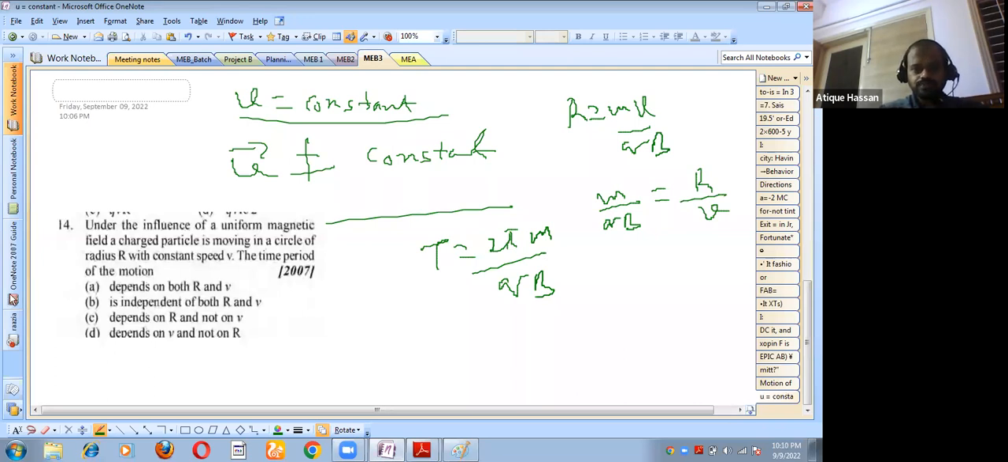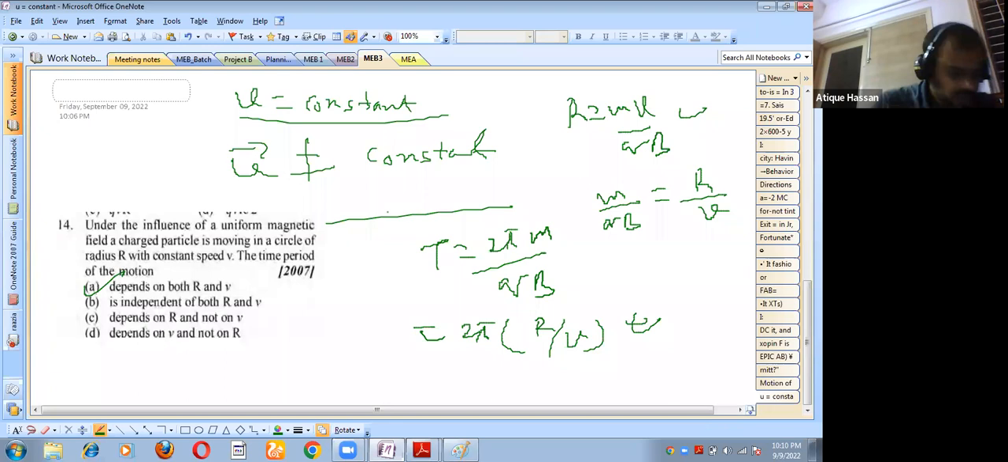So from there, you can write T is equal to 2 pi m by qB, which is 2 pi R upon v, right? So yes, it depends on both R and v. So the correct option is A. It's not a direct question, right? One step you have to apply this concept. All of you understood this question? Anyone having any doubt, please ask. So the correct answer is A.